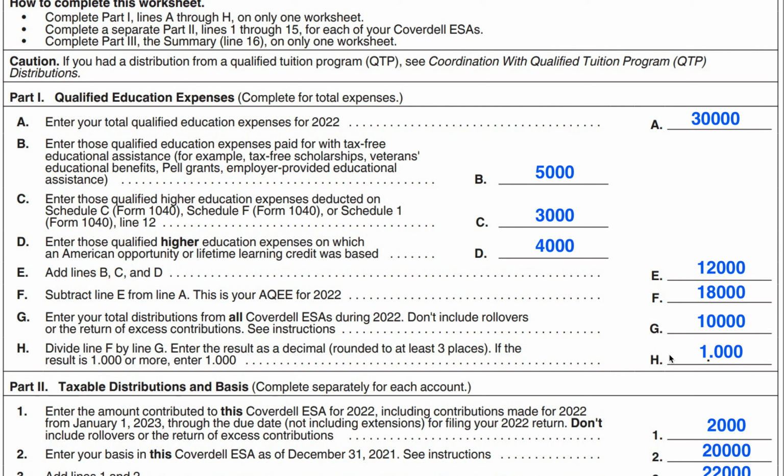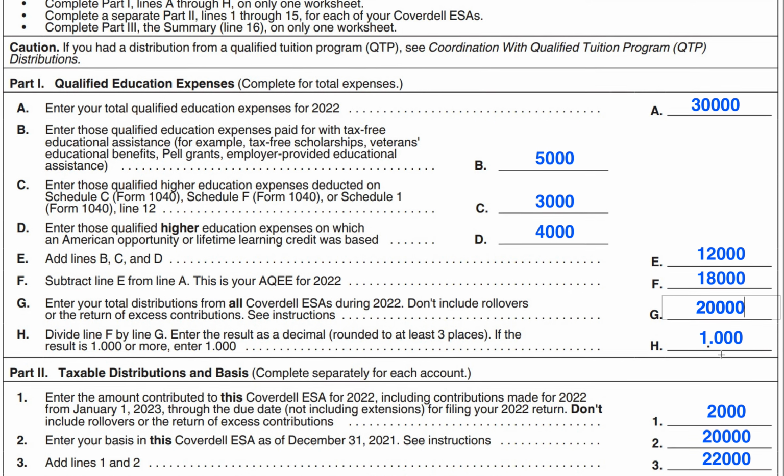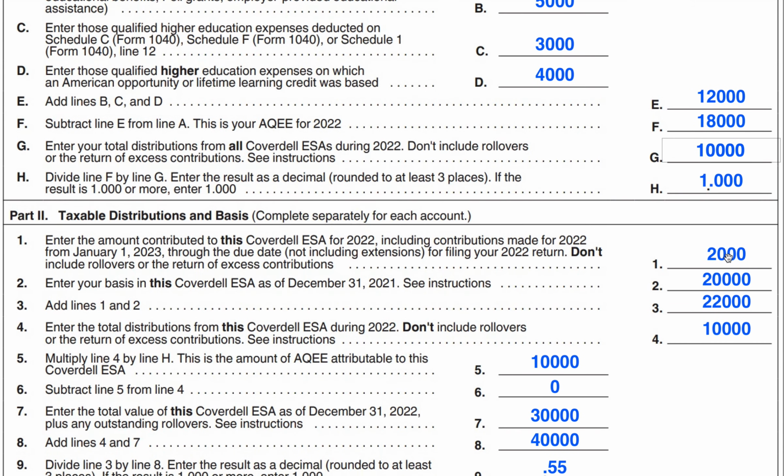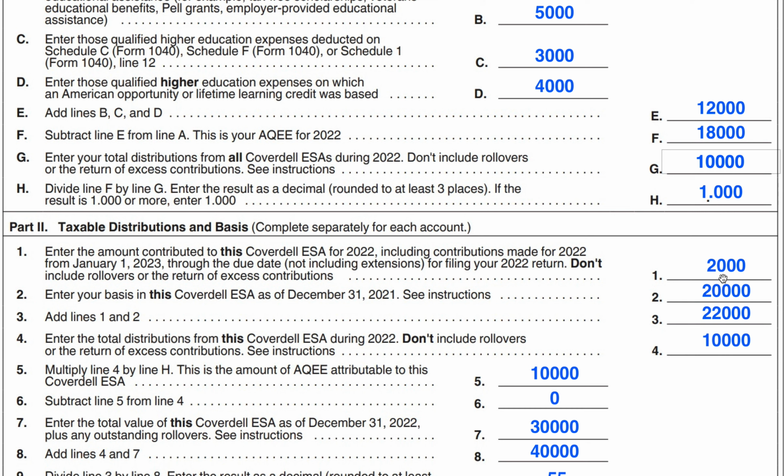Again, in case next year we're short on cash in our bank account and we end up having to take, let's say, $20,000, right? Then in this case, we would end up with some number less than 1, and we would need to be able to calculate how much of that was a taxable distribution and how much of that was a return of our investment. So in this case, we're fine. We're going to go to part 2, and let's just imagine that we put $2,000 into it in the tax year. We also had been putting $2,000 into this account for the past 10 years.